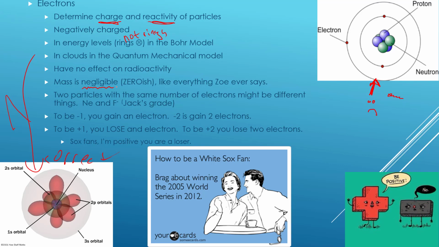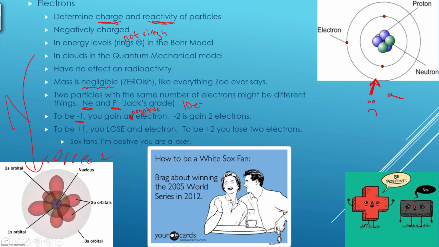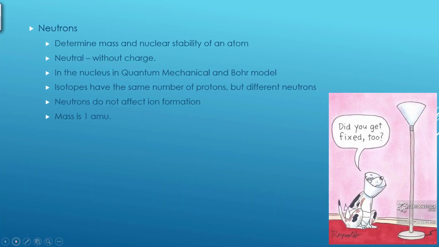Two particles with the same number of electrons might be different things. Neon, an element on the periodic table, and F minus both have 10 electrons, but they're different things. If you're a neutral atom and you become -1, you gain an electron. I usually say electrons gain a negative, and I emphasize that electrons are negative all the time. -2 is gain 2 negative electrons. To be +1, you lose an electron. To be +2, you lose 2 electrons.